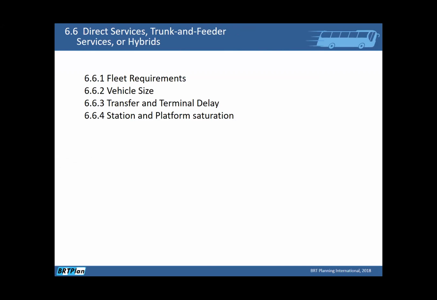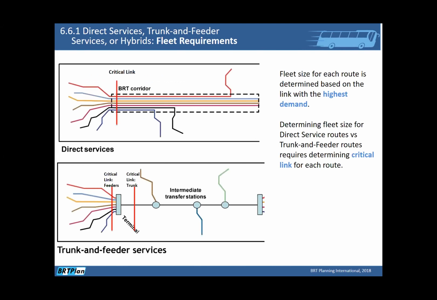The following things are the sort of pros and cons of one or the other. So the first thing we're going to discuss is the fleet requirements of trunk and feeder versus direct services. Then we're going to discuss the efficiency you get from having larger vehicles. Then we're going to look at the issue of transfer and terminal delay, and we'll briefly touch on station and platform saturation. So the first point is that as we discussed in the beginning, you're going to determine the amount of fleet you need based on the maximum load on the critical link.